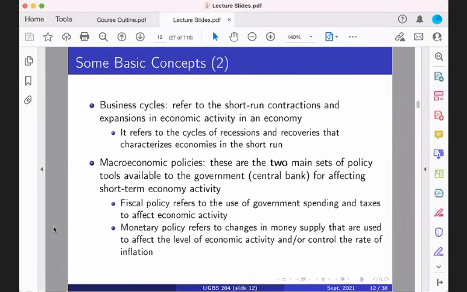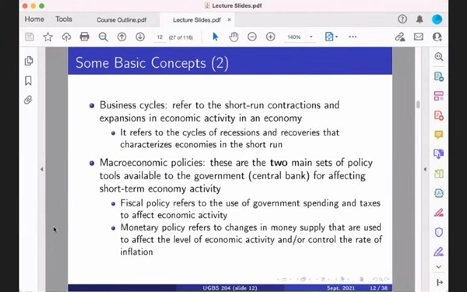So it's all about the central bank trying to control the supply of money in the economy to be able to affect some economic activities, or affect some economic variables that are of interest. And the key economic variable that is of interest to the central bank is the inflation rate.